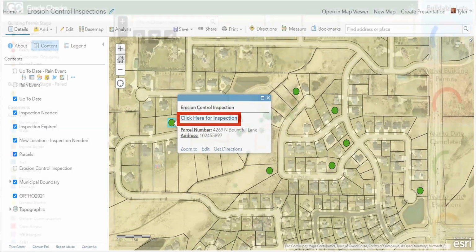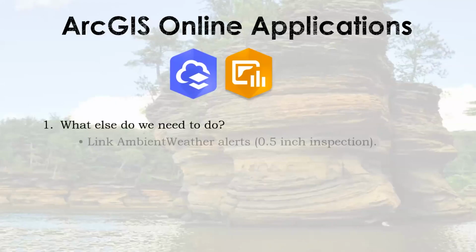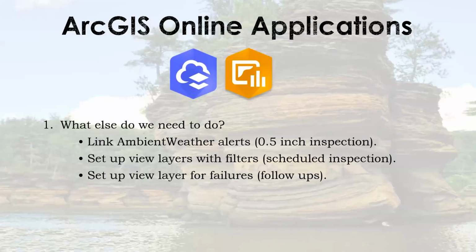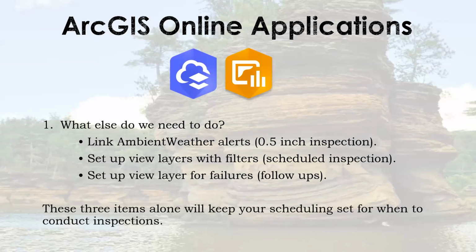So I'm going to skip ahead a little bit here since we don't have a ton of time. But other online applications, you're going to want to link your ambient weather alerts up to this application as well. Set up view layers with filters. So since you have to conduct these every 2 weeks, you can set up a view layer where you submitted your erosion control inspection so that it goes away after 2 weeks, basically, because you don't want them to stay in there forever.